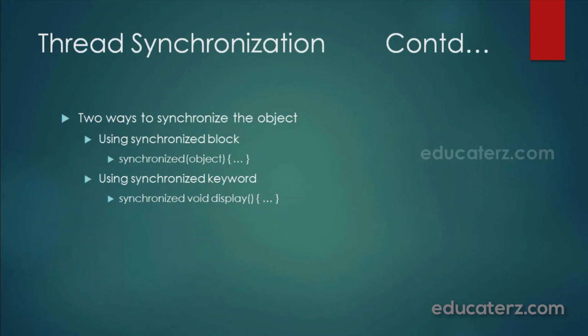And we can also synchronize an entire method by using synchronized keyword. For example, if you want to synchronize the code of display method, then add the synchronized keyword before the method name. Now the statements inside the display method are not available to more than one thread at a time. So this method code is synchronized.